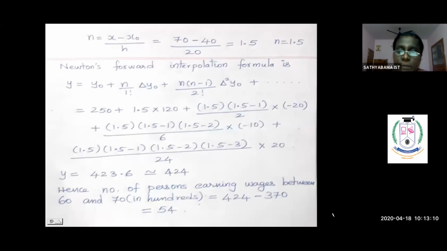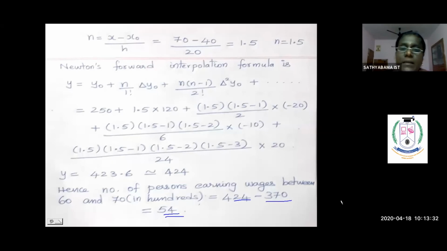Hence, the number of persons earning wages below 70, which is 424, minus below 60, which is available in our data set itself, which is 370. Hence, the difference is 54. So the final conclusion is, the number of persons earning wages between 60 and 70, in hundreds, is equal to 54.